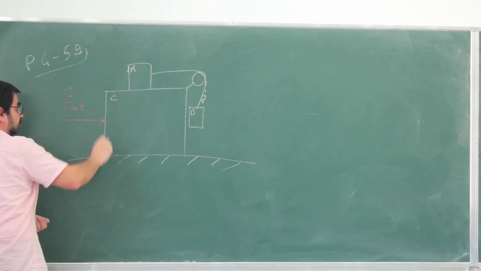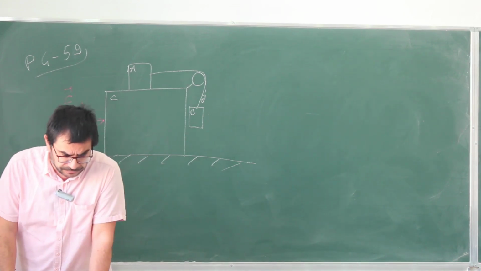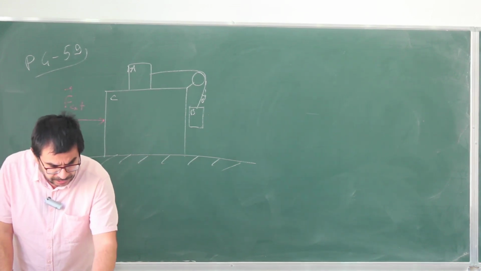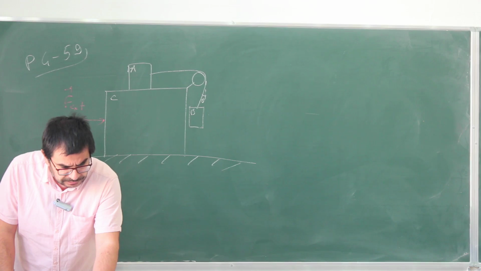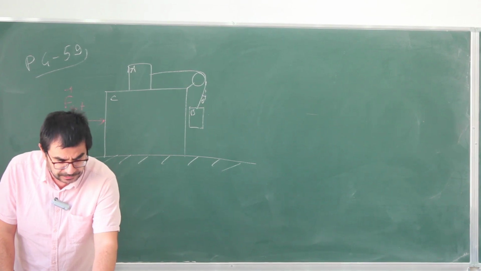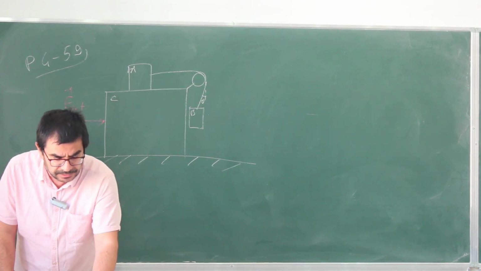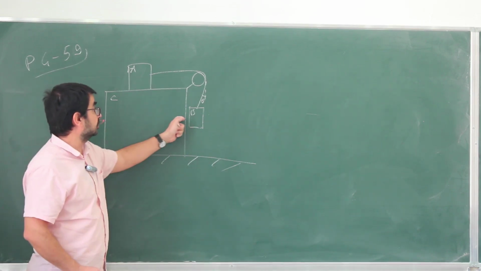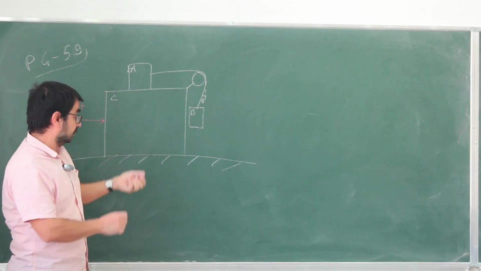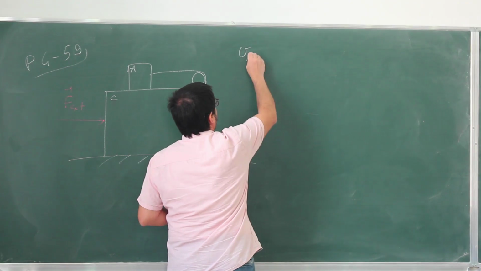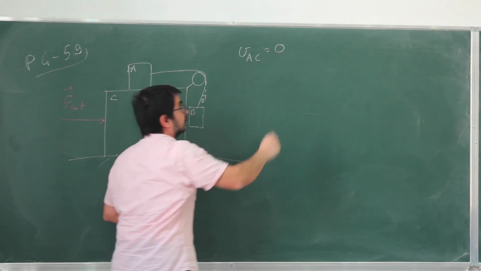It's an external force. Determine the formula for the magnitude of the force F exerted on the large block so that the mass MA does not move relative to MC. Ignore all friction, assume MB does not make contact with MC. So it doesn't touch over here, and velocity of A with respect to C is 0. It doesn't slide on this.